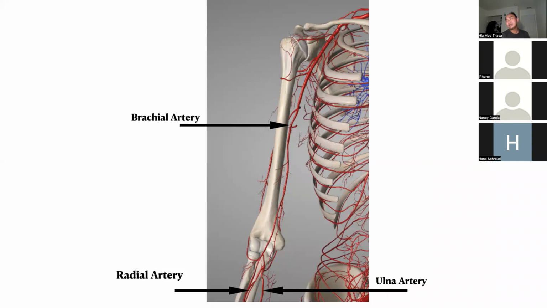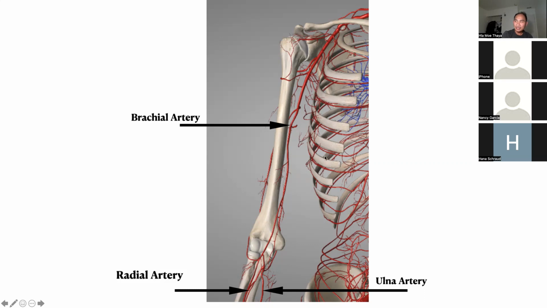We go to the skeletal anatomy. Then we have the clavicle, acromion, glenoid, humeral head, and diaphysis of the humerus. This is the medial condyle. This is the lateral condyle. This is the radius. This is the ulna. And this is our axillary artery, which becomes the brachial artery. And then finally, it divides into the radial artery and ulnar artery.